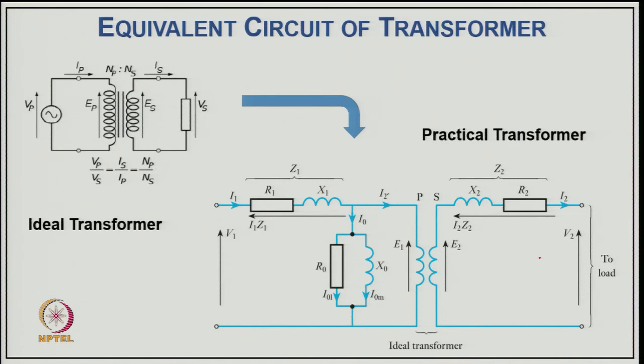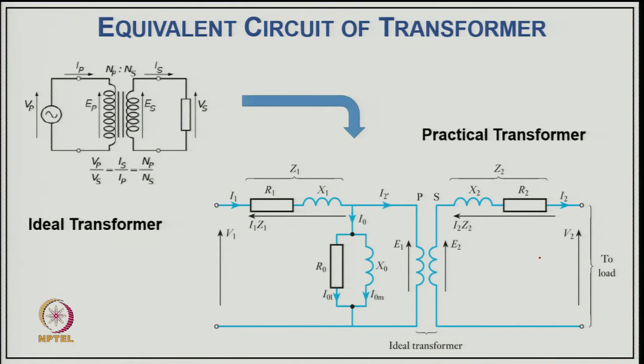So, now typically this is the ideal transformer, and here you can see the practical transformer. You have a resistance of the primary because it is wound with copper winding, and you have a leakage reactance which we represented. On the secondary side also we have a resistance of the winding, as it is wound with wire, and we have a leakage reactance of the secondary.